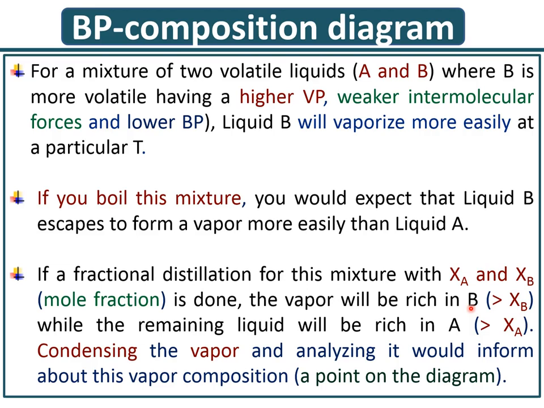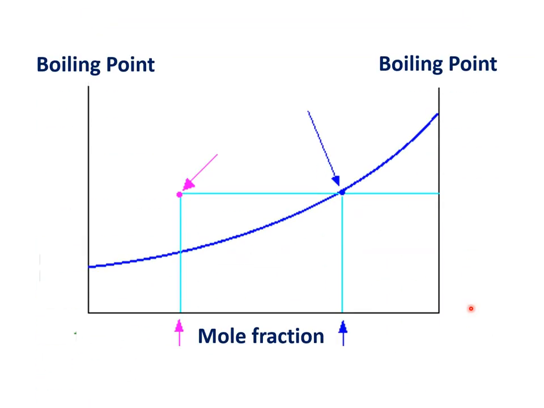If you condense the vapor, and condensation means that you convert the vapor to the liquid phase, of course, it will retain the same composition as in the vapor phase, which has a different composition from the original composition in the solution phase. So now you will have another solution with a different composition, where the composition of B will be higher and the composition of A will be lower than their concentrations in the initial solution. And that actually will represent a single point in the vapor composition diagram.